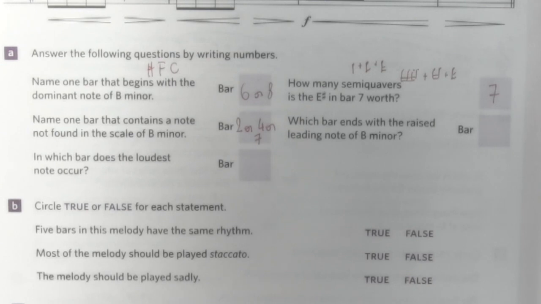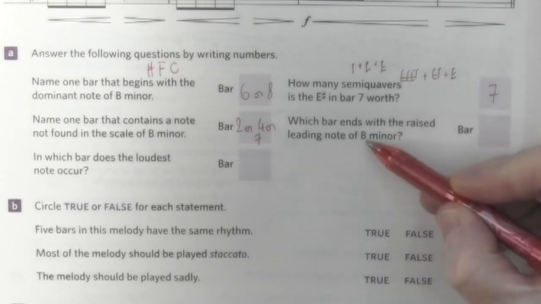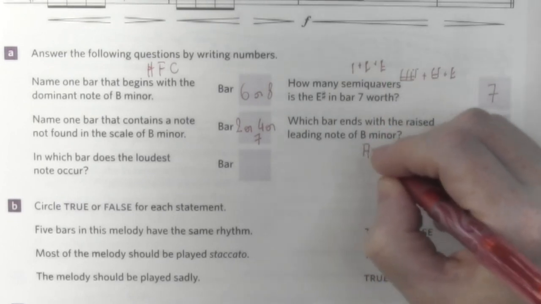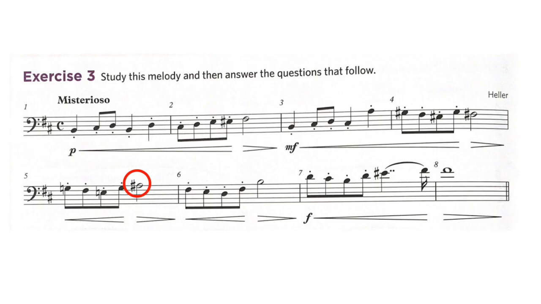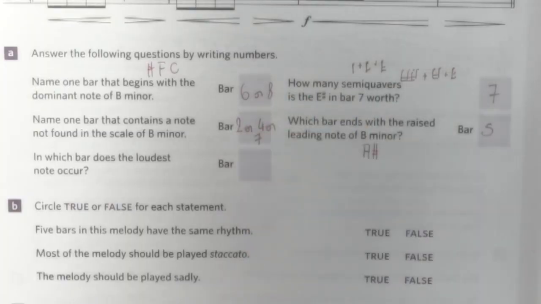Next question. Which bar ends with a raised leading note of B minor? Now, the leading note of B minor is the semitone below, which is La sharp. And which bar ends on that? Well, bar 5. Once we find the note, it's easy to answer.